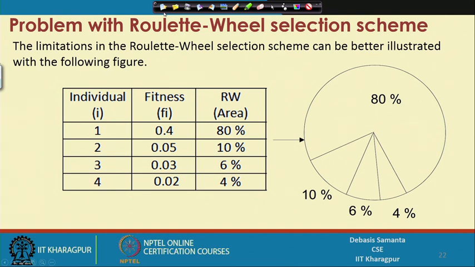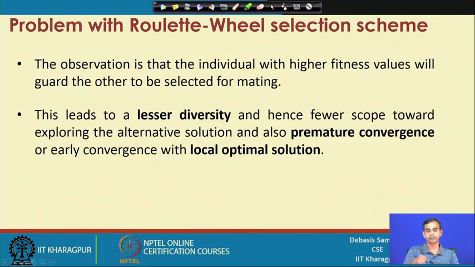And in the GA strategy, the idea is that you have to give a fair chance to all others also to be selected. Obviously, the best individual will be selected most of the time, but sometimes if the other individuals are selected, it can give better diversity in the problem solution. So, we should not ignore the other individuals, and always favoring a particular individual is also not a good strategy to follow.